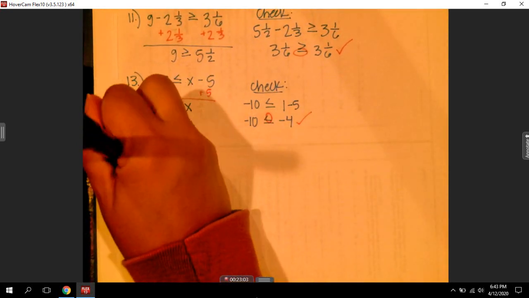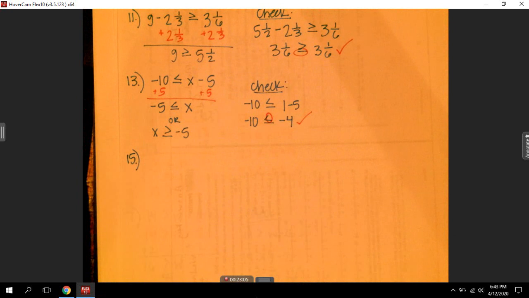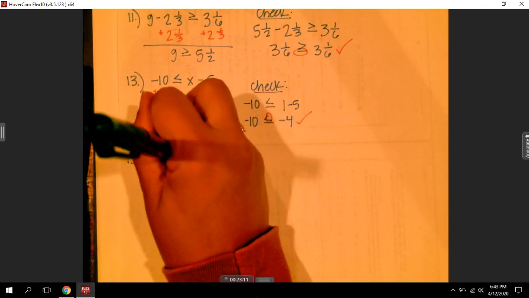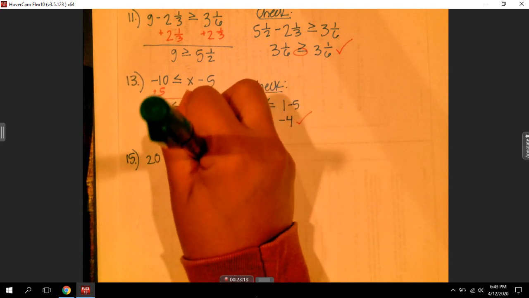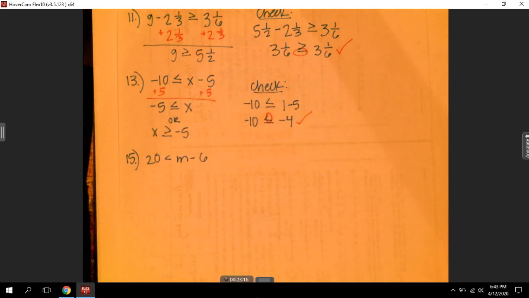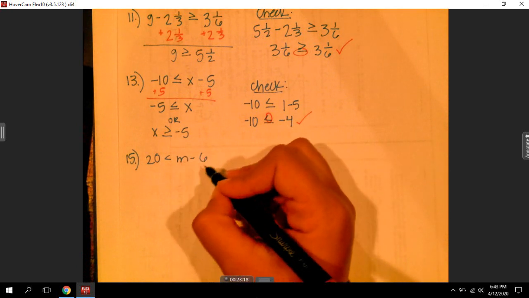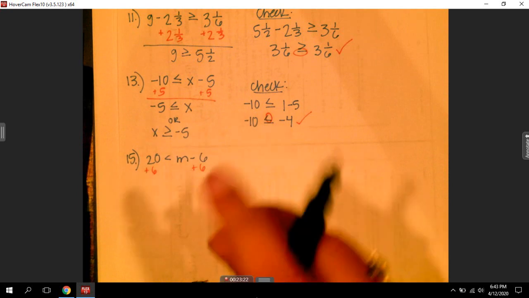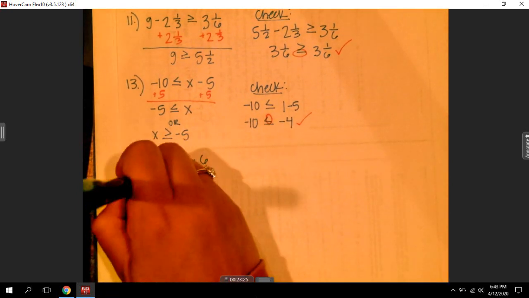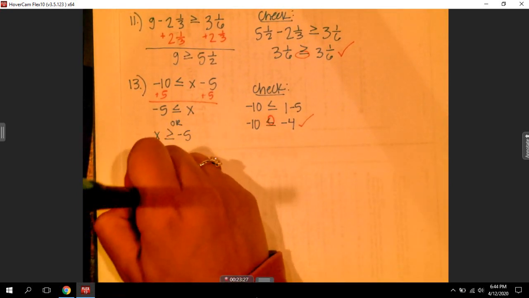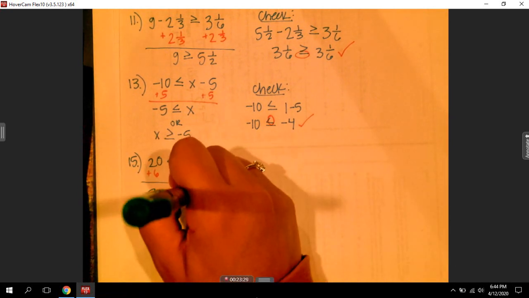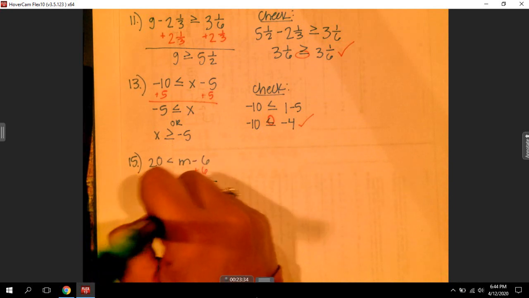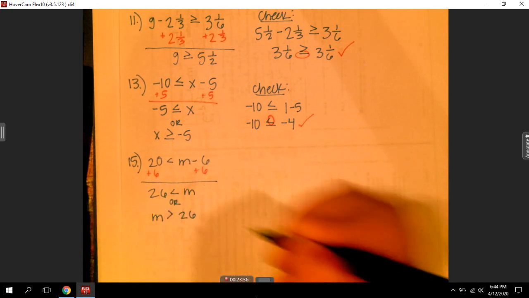Okay, number 15, just a few more and we'll flip over. We've got 20 is less than m minus 6. So to solve for m, I'm going to be doing the opposite of minus 6, so plus 6 to both sides, which gives me 26 on the left hand, and then just m. So 26 is less than m, or m is greater than 26.